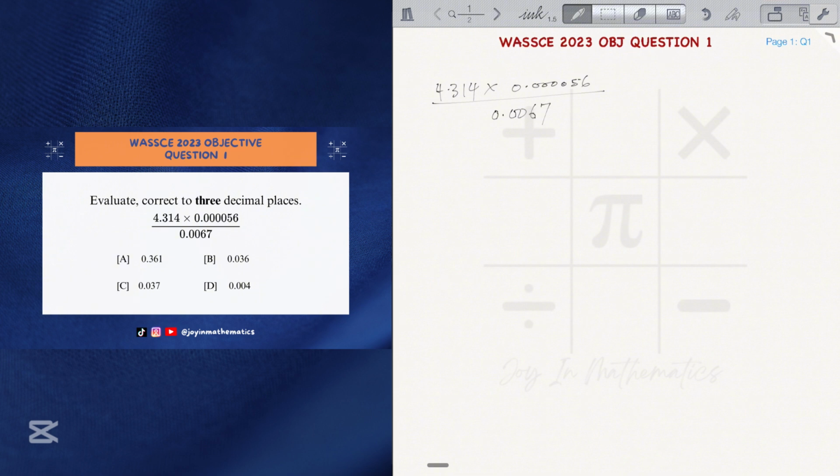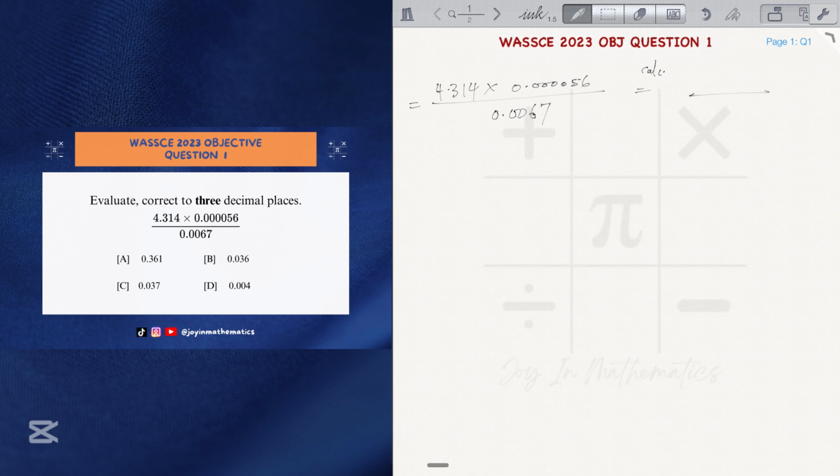Now this is a question involving standard form and also indices. So let's implement this to ensure we have understanding. You can as well just plug this into your calculator and you get an answer if you use a calculator. But then if you are not using a calculator, let's see how we can resolve this.